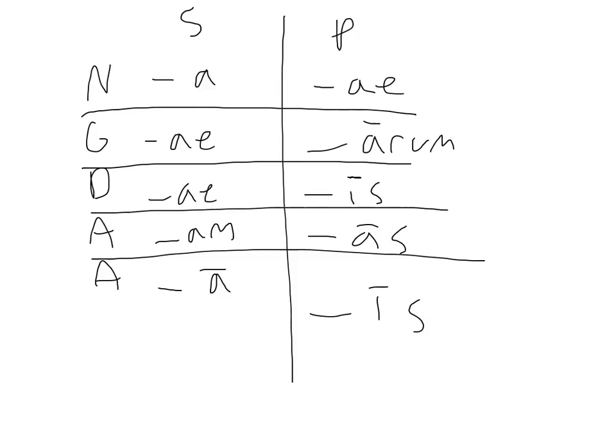On the plural side, we have our nominative plural, which is AE, our genitive plural, which is ARUM, our dative plural is IS, accusative plural is AS, and then our ablative plural is IS.